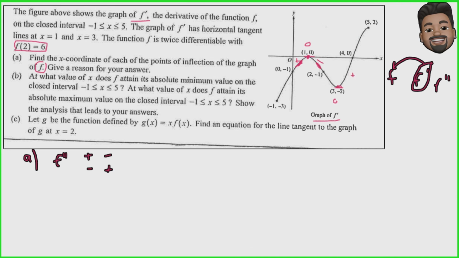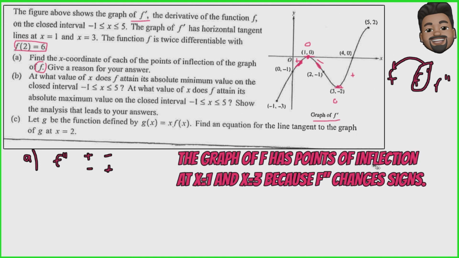So this right here, let me go ahead and write it down now, will be this. The graph of F has points of inflection at x equals 1 and x equals 3 because F double prime changes signs at those values, right? They change signs, so we know that has to be points of inflection. That was our second derivative. So hopefully that makes sense because we're going to go ahead and move on to part B.